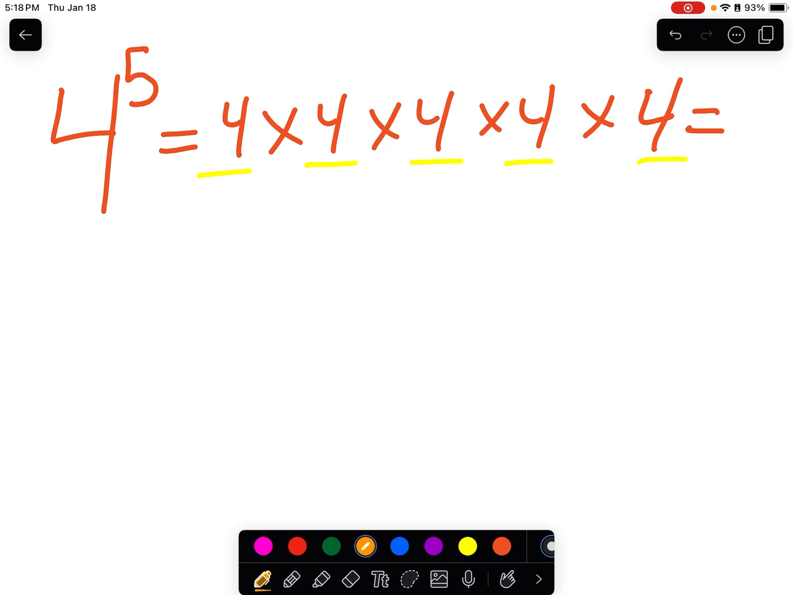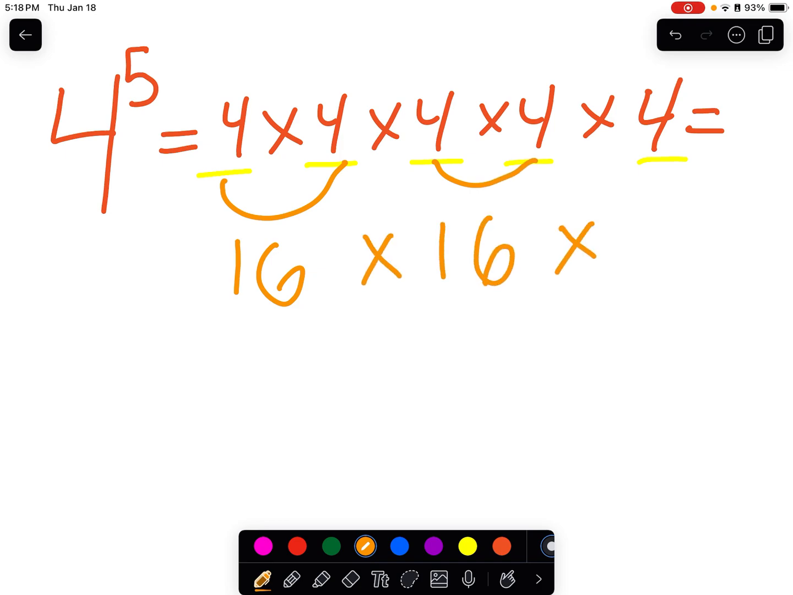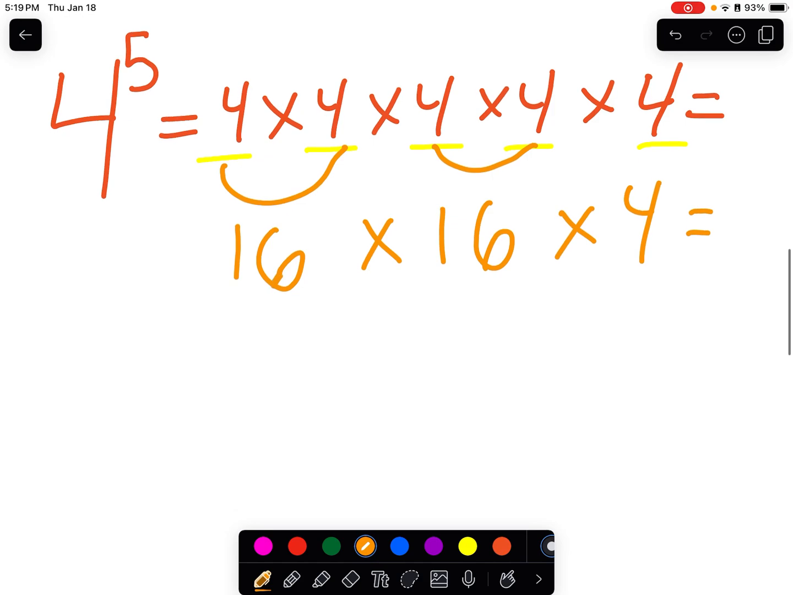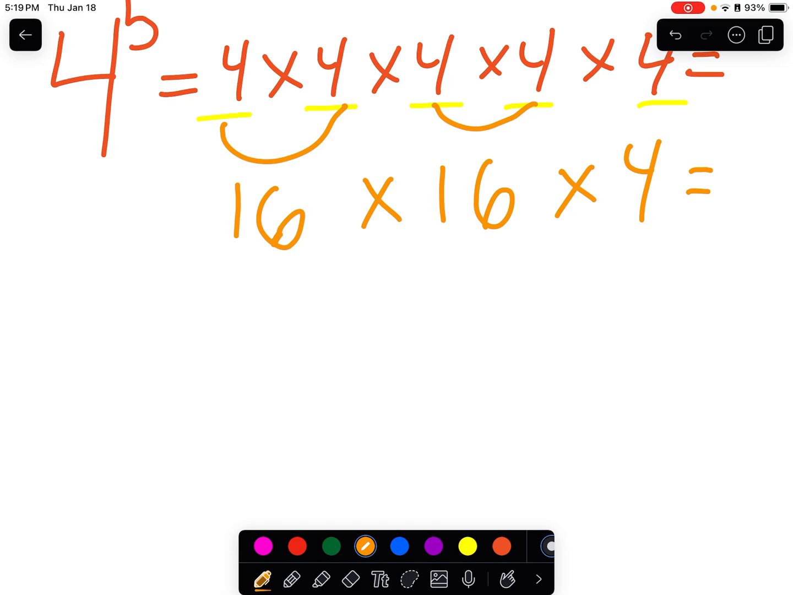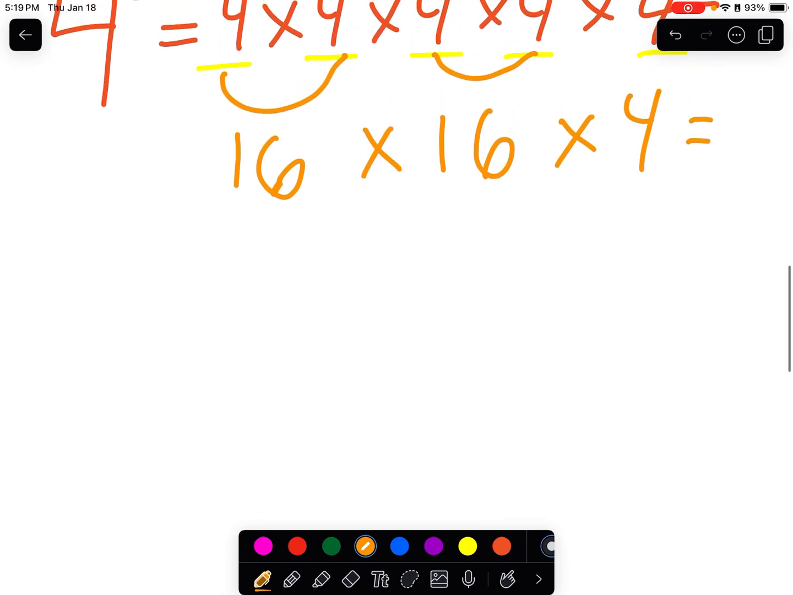All right, let's do some power multiplication. 4 times 4, that's 16. And then maybe what I'll do is I'll turn this into a problem where I can do 4 times 4, 16, and then bring this down. Because of the associative property of multiplication, I can do this in any order I want because we're only dealing with multiplication here. If we had addition and subtraction, that would be a different story.